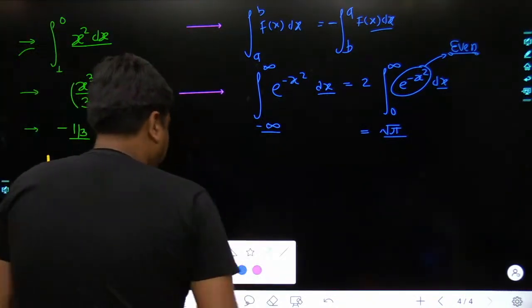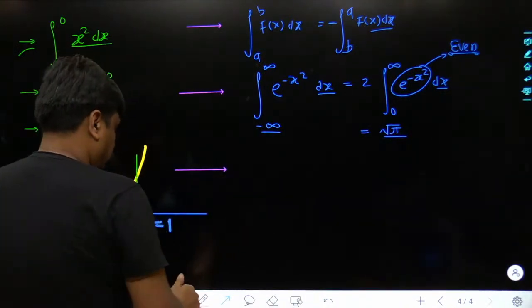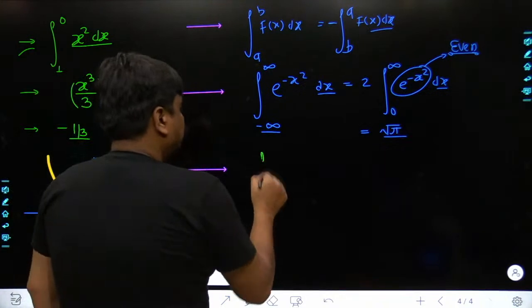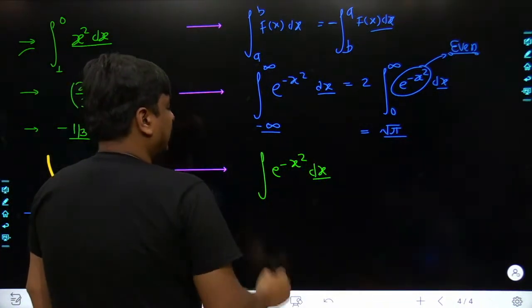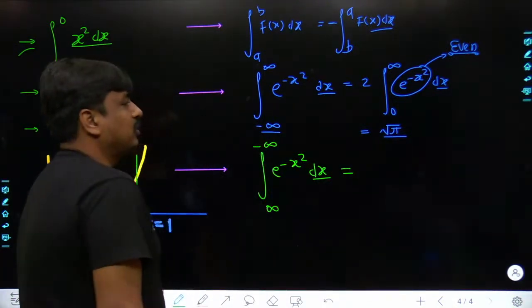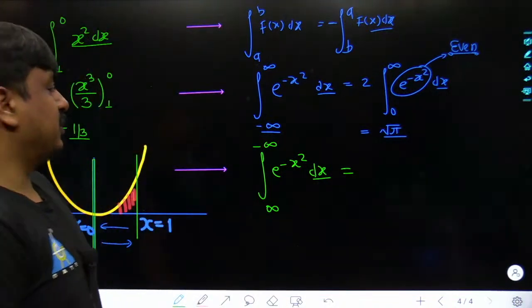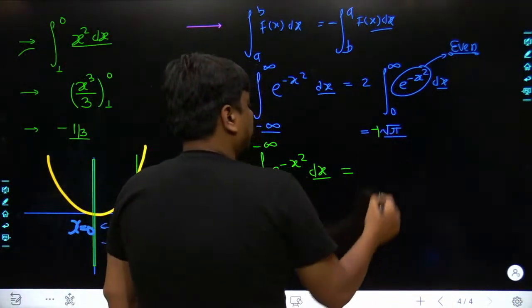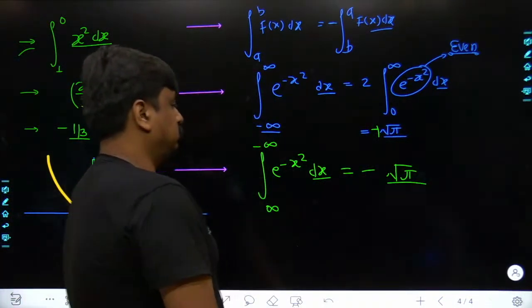In the same sequence, let me change the structure of this problem a bit. How has the problem been framed? The integration of e to the power of minus x square dx has been taken from infinity to minus infinity. Manju, I would like to ask you, what should be the best answer for this case? Here it was positive, but here it would be negative, and the value would be root over pi.